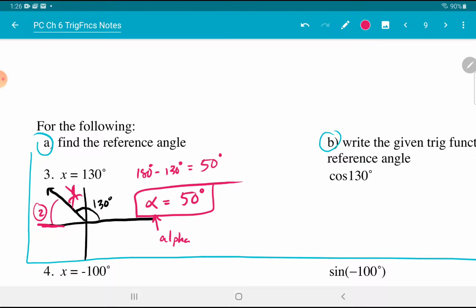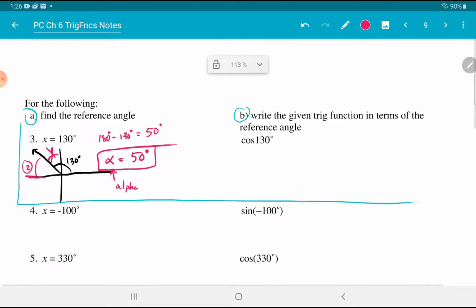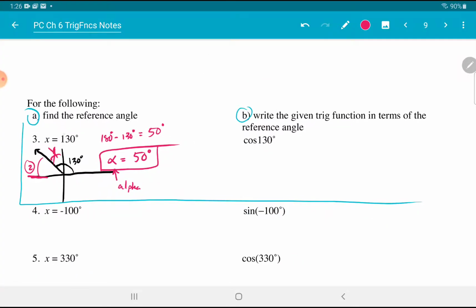And then for B, write the given trig function in terms of the reference angle. So we're still using the 130 degrees, but now we're trying to find cosine of 130 degrees. Now this is actually something we have to apply from what we have learned in a previous video. Recall in a previous video, depending on which quadrant you're in, using ASTC, it helps you identify what trig ratios are positive. Because 130 degrees places us in quadrant 2, we know that all the sine trig ratios are positive, but every other trig ratio is negative.